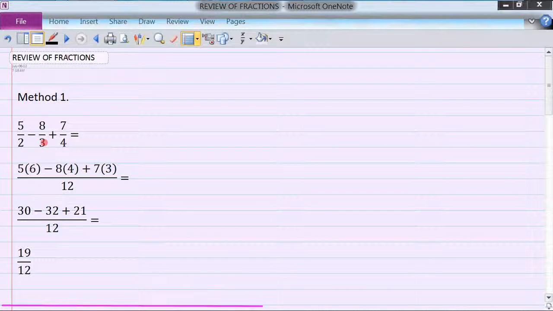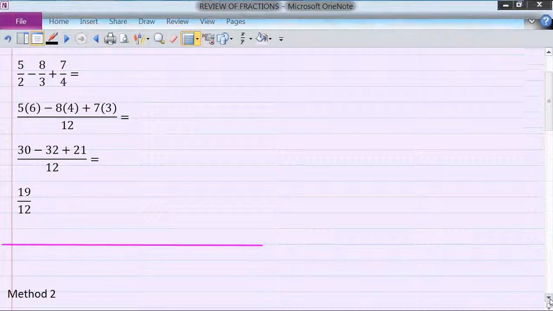I divide 12 by this number, and I get 4. And I divide 12 by 4, and I get 3. So that's okay. So I got 5 times 6 is 30. 8 times 4 is 32. And 7 times 3 is 21. So when you add 30 and 21, you get 51. 51 minus 32 is 19. So the answer is 19 over 12.